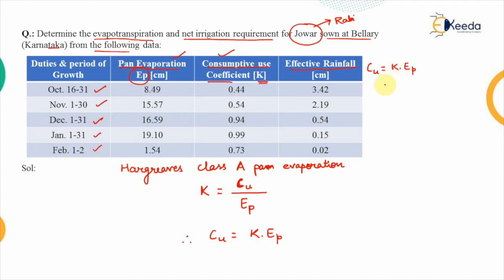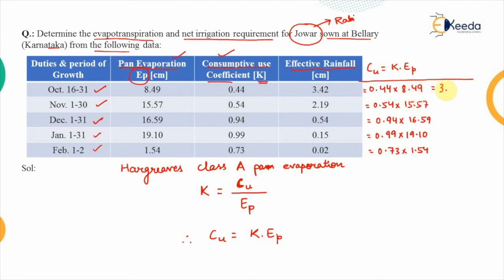Now for the October month, the consumptive use coefficient is 0.44 into pan evaporation, that is 8.49. Similarly, the next value is 0.54 into 15.57. On similar lines, for the month of December, this is 0.94 into 16.59, then 0.99 into 19.10, then 0.73 into 1.54. Now if we calculate, this comes out to be equal to 3.74. The next value is 8.41. The next value is 15.59. The next value is 18.91. And the last value is 1.12.